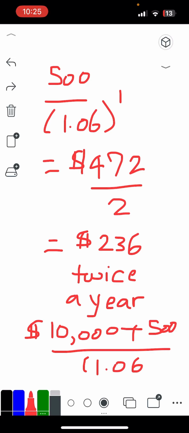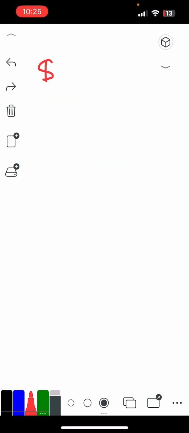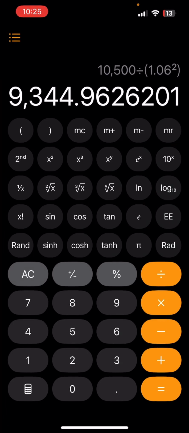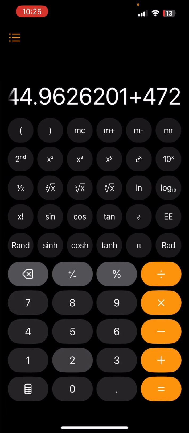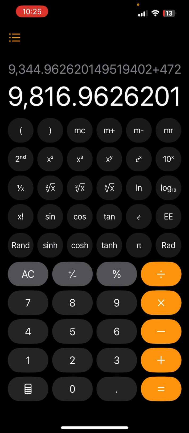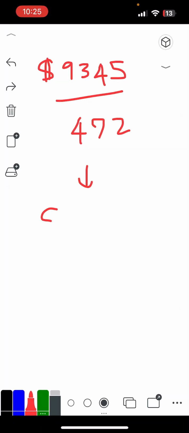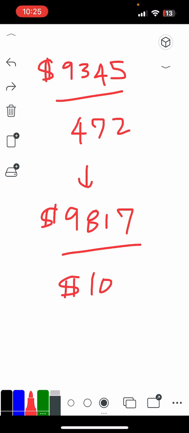Now we know that we received $472 in the first year, and we know that we received $9,345. So you simply add these two up: $9,345 plus $472. This will be $9,817, which is still less than your face amount, which is $10K.